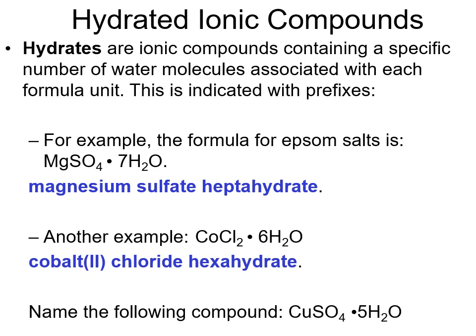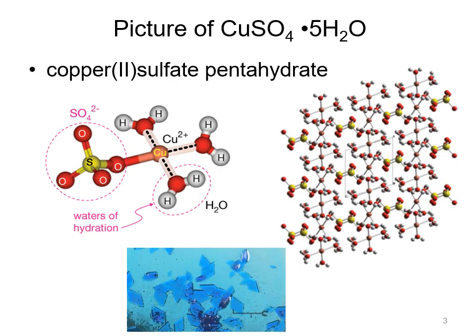CoCl2·6H2O is cobalt(II) chloride. Again, cobalt is a transition metal, and so that is a hexahydrate. So go ahead and try to name this following compound here, and then I'll show you a picture of it. So this is copper(II) sulfate pentahydrate.